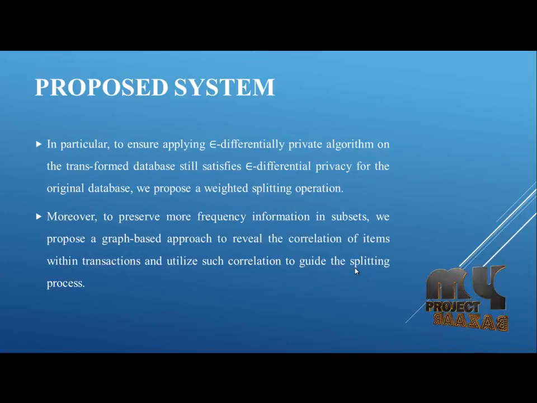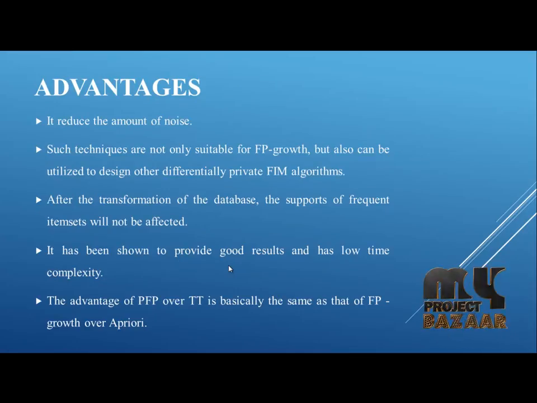In particular, to ensure that applying a differentially private algorithm on the transformed database still satisfies differential privacy for the original database, we propose a weighted splitting operation. Moreover, to preserve more frequency information in subsets, we propose a graph-based approach to travel the correlation of items within a transaction and utilize such correlation to guide the splitting process. Advantage of this process: it reduces the amount of noise.